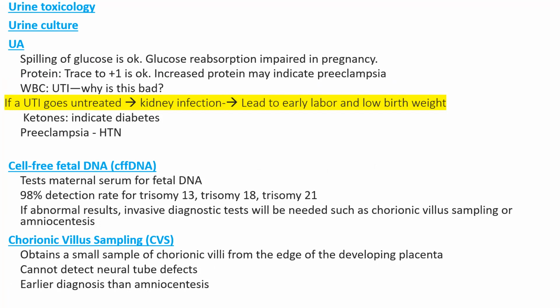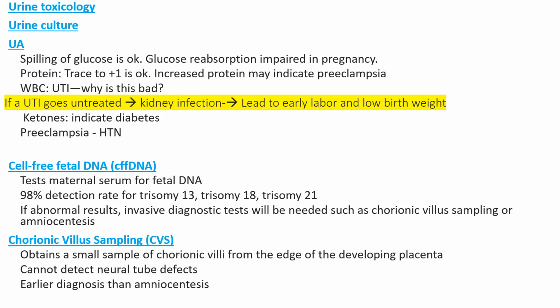If a UTI goes untreated, because a lot of times they won't know this is going on, a kidney infection could occur, leading to early labor and low birth weight. If there are any ketones in the urine, this indicates diabetes, and preeclampsia is also called hypertension as well.